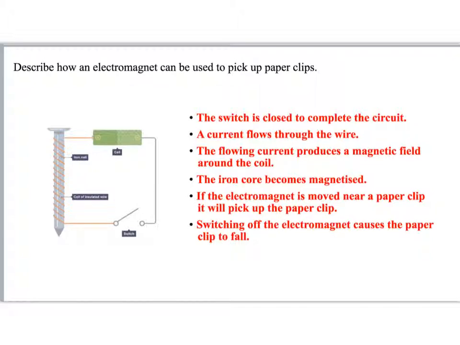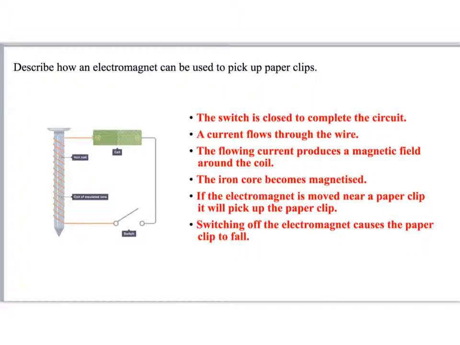How we would do that is we have the electromagnet here, so you've got the solenoid wrapped around the iron core. We can then close this switch, and as we close the switch we complete a circuit. That allows the current to flow, and the current will flow around the wire in the solenoid. The flowing current produces a magnetic field around the coil, which causes a magnetic field to be induced in the iron core. It makes the iron core become magnetised. So once this is magnetised, we can move it near a paper clip, and it will pick the paper clip up, and we can test the strength of it by hanging multiple paper clips on there.